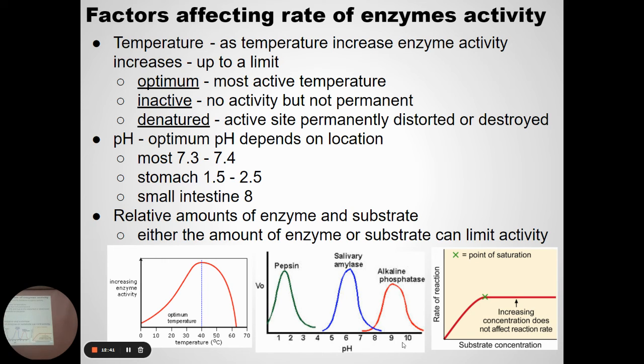Also, increasing the amount of the substrate can increase the rate of the chemical reaction to a certain point, but not unendingly, because eventually the enzymes are saturated. They can't handle any more of the substrate, and so the graph levels off.